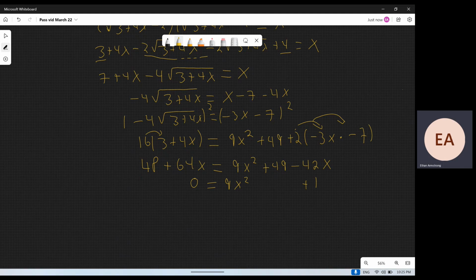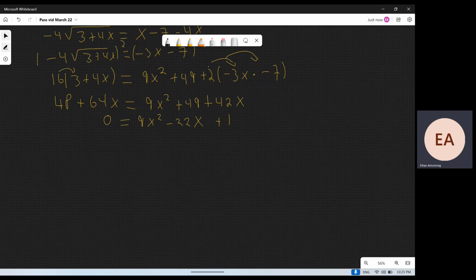Oh, and sorry, made a mistake. 2 times negative 3x times negative 7 would be positive 42. I'm sorry about that. So then we subtract our 64x, so 42 minus 64x would be negative 22x. And then we add the 1 at the end. So this would be your trinomial.